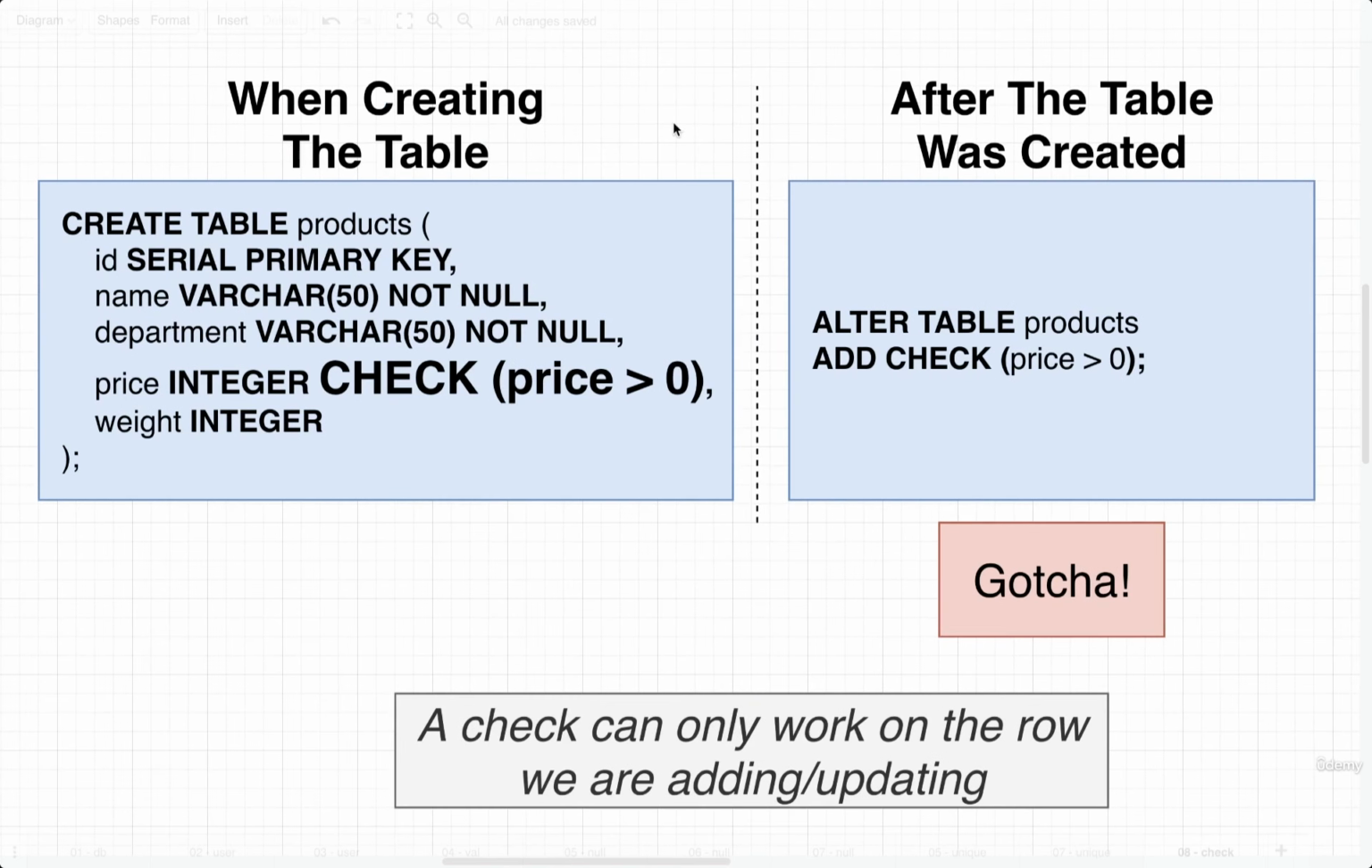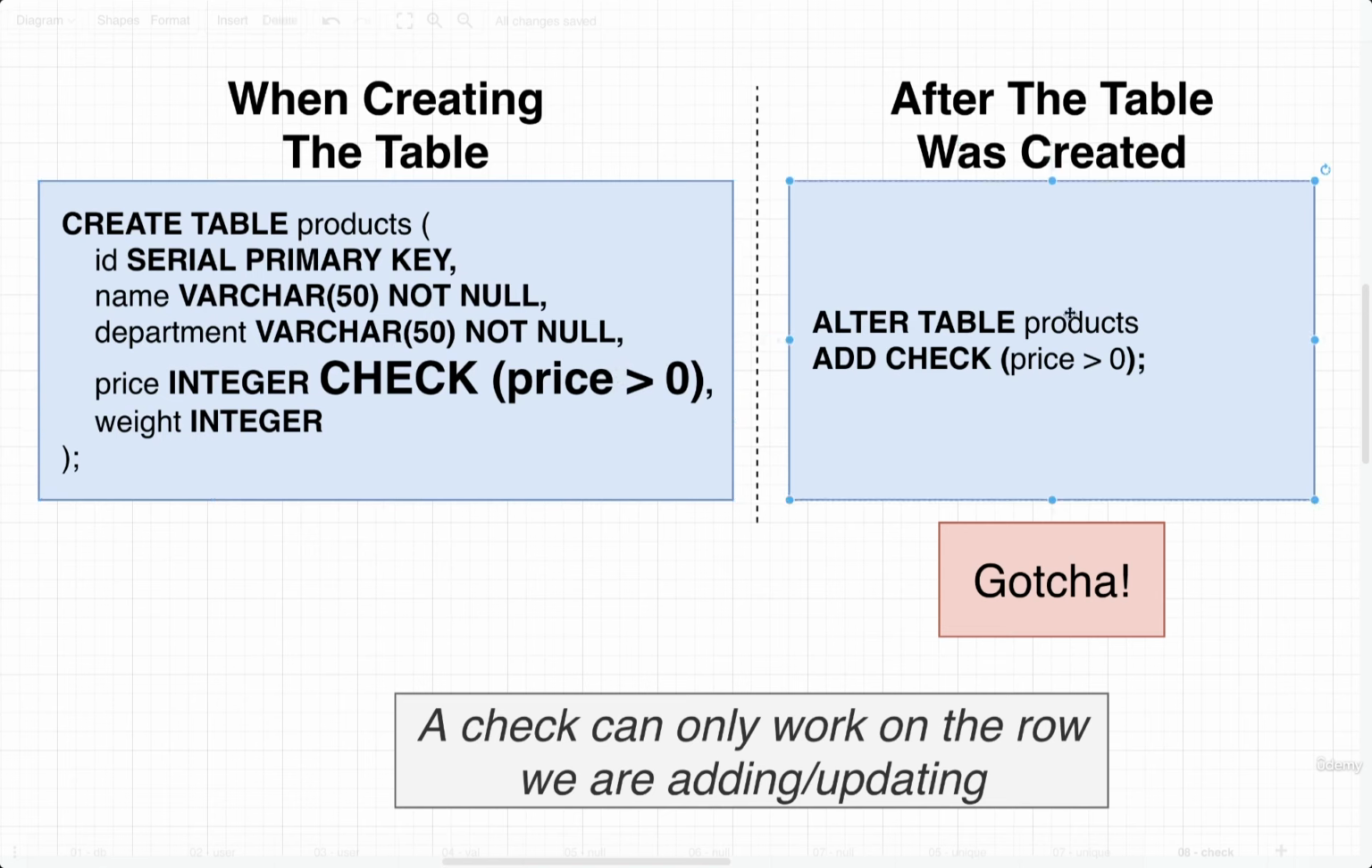Once again, there's two places we can define this, either when we are creating the table or after the table was created. So if we want to do it when we are creating the table, right after price, we can add on the check keyword, and then inside of a set of parentheses, we'll put in the condition we want to check for. This condition must be true in order for us to be allowed to insert a new row inside of the products table. So price, in this case, must be greater than 0.